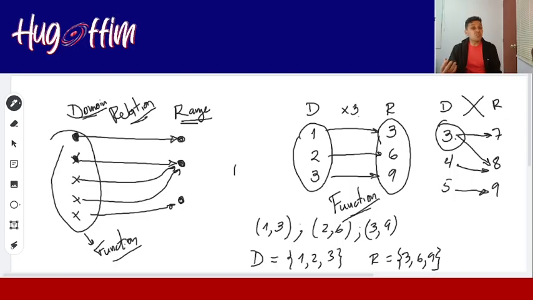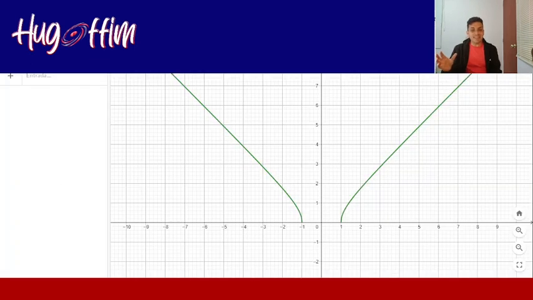So, now we're going to see a graph, and I would like you to pause the video and try to identify what the domain and what the range will be. In this graph, shown with a green solid line, try to identify the domain and the range. Pause the video if you want. Now, what will be the domain and what will be the range?